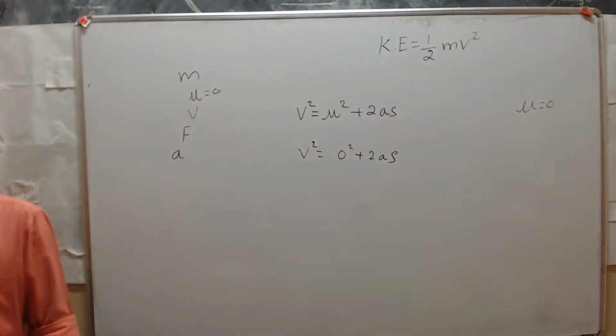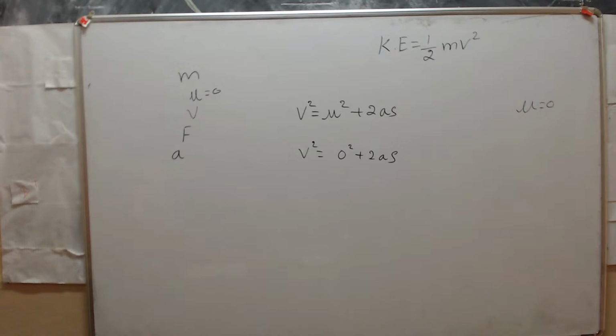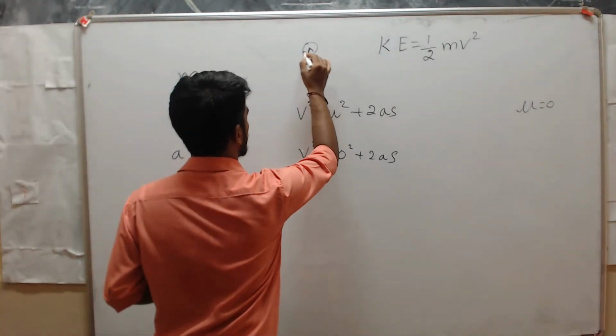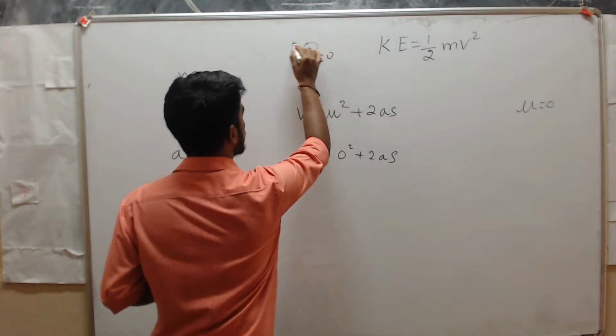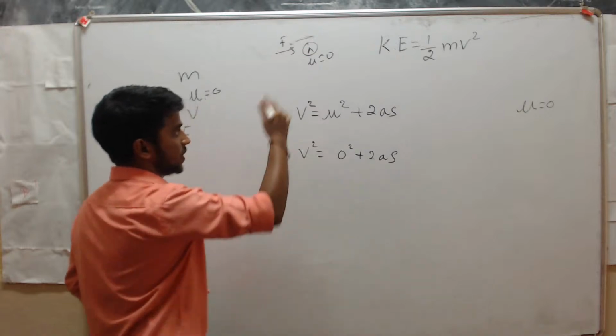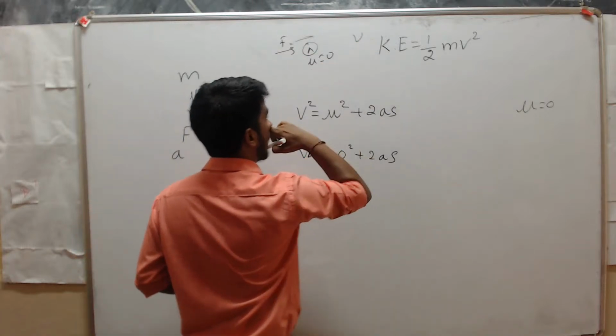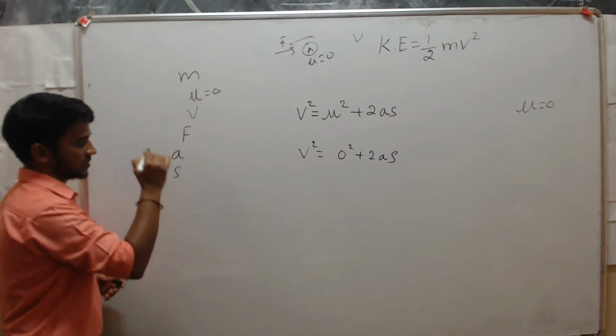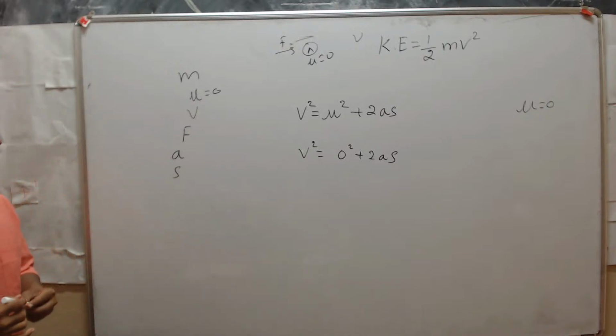Here s means the distance covered by the object, right? So that object is at rest, its mass as m, its initial velocity equal to 0. You apply a force on it, then its velocity changes from u to v, and it will cover some distance, right? So I'll take that distance as x.